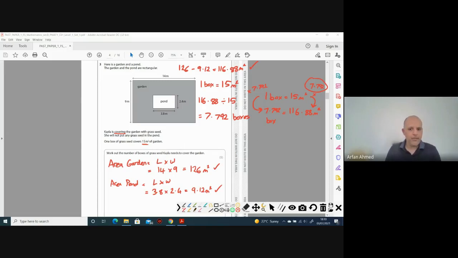Okay. So obviously you can't go into the shop and buy 0.792 of a box. 7 wouldn't be enough. So we're going to need 8 boxes. That's your final answer. So what was that? 1, 2, 3. There's your 4th mark. There's your 5th mark. Yep, there's your 5 marks right there.